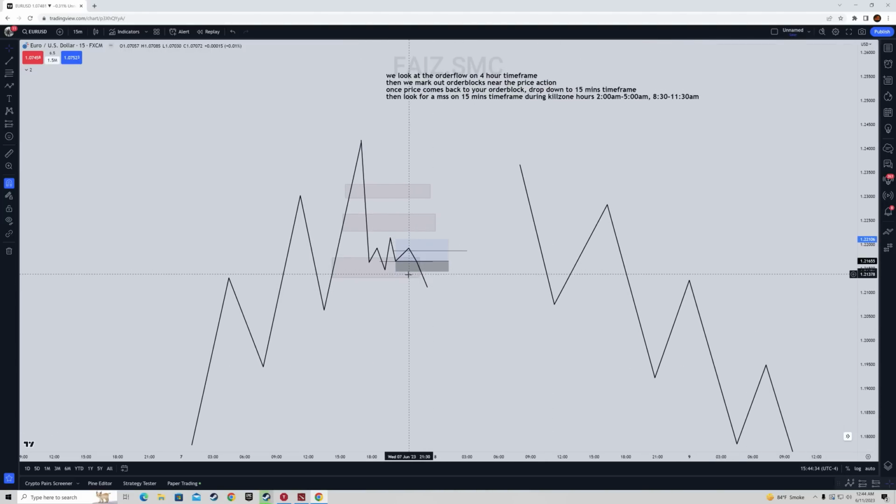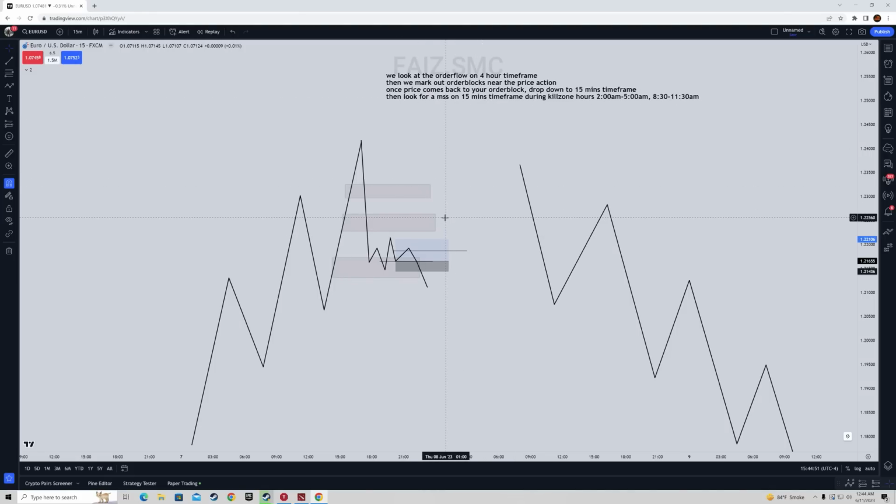So it's really that simple, guys. You look at the order flow, number one, then you mark out order blocks. And then you wait for price to come back into your POI. Then you look for a market structure shift on 15 minutes time frame. I do not recommend using any other time frame for this strategy.